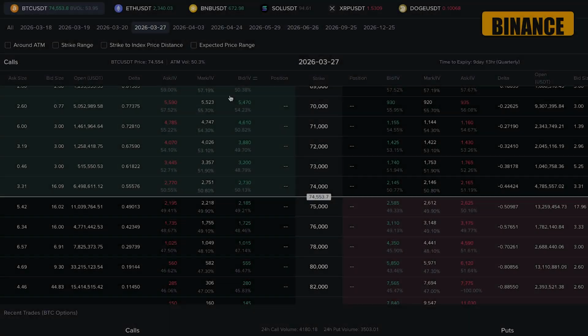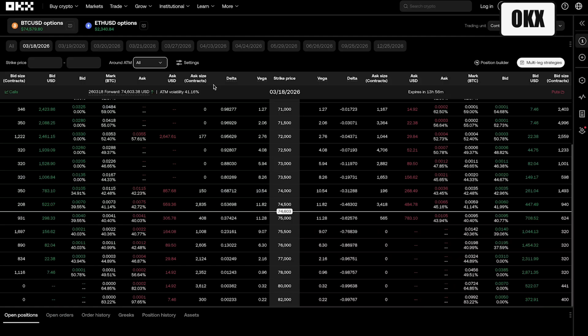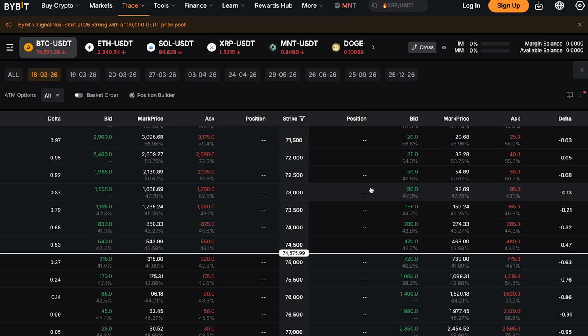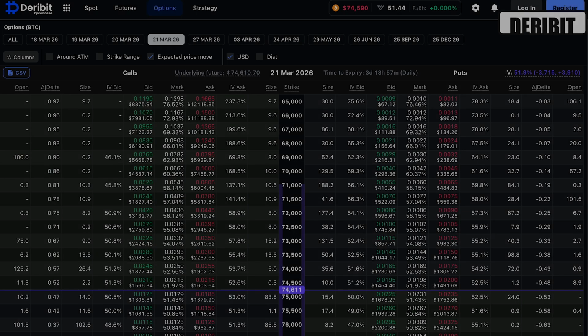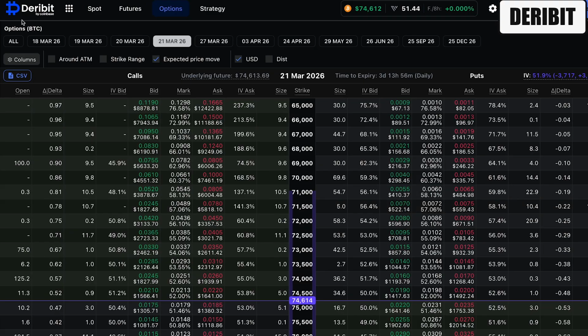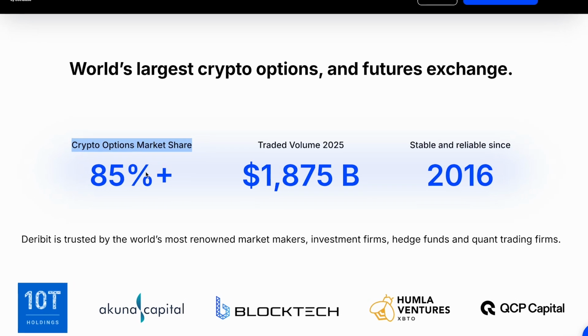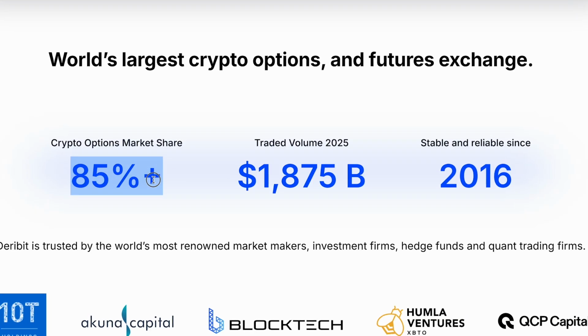And we will take a look at the option chain on Binance exchange, on OKX exchange, on ByBit exchange, and also one of the most liquid exchanges for cryptocurrency options, Deribit by Coinbase exchange, which has the highest trading volume in the cryptocurrency options right now.